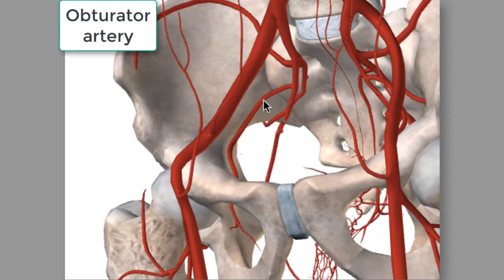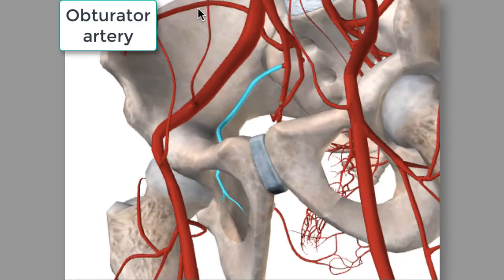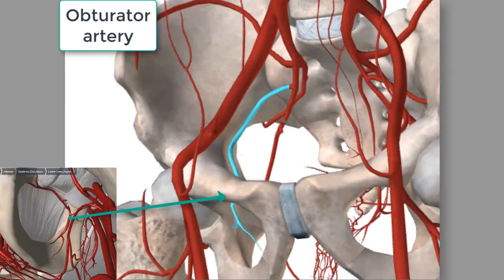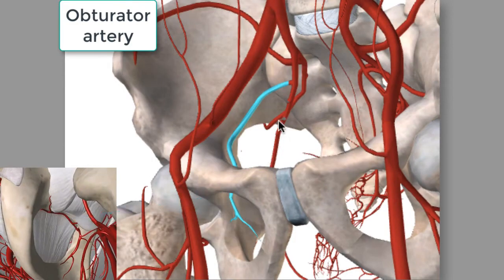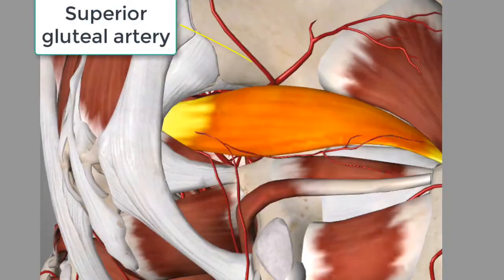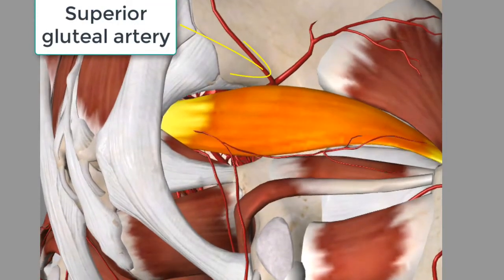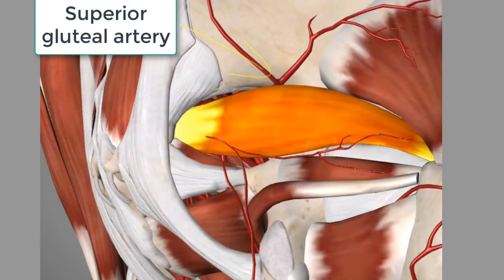The obturator artery runs forward along the lateral wall of the pelvis with the obturator nerve and leaves the pelvis passing through the obturator canal. Superior gluteal artery leaves the pelvis through the greater sciatic foramen above the piriformis muscle. It divides into branches that are distributed throughout the gluteal region.